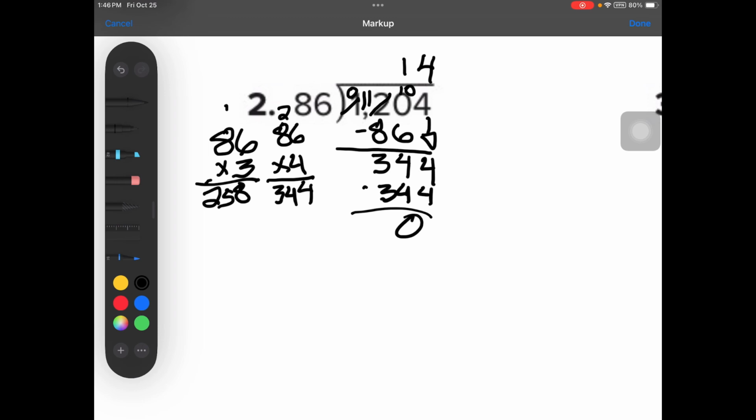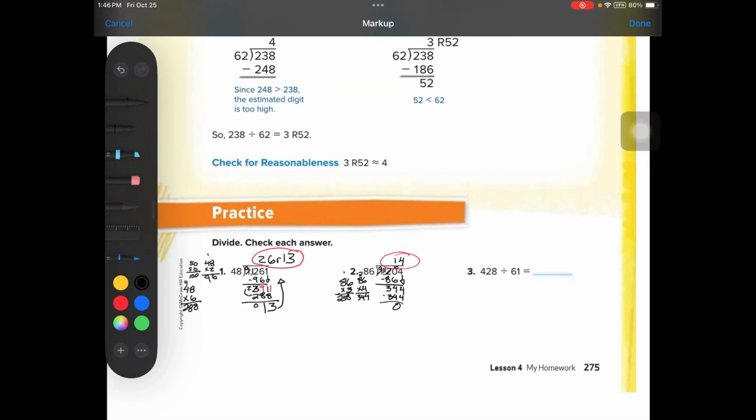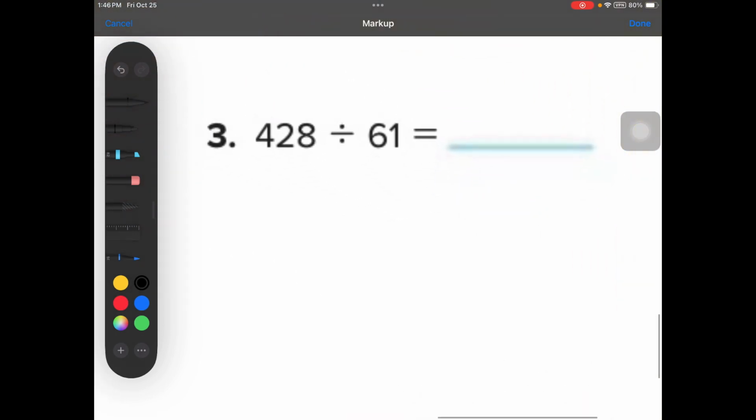344 works out to be a beautiful 0. Please circle your answer so I can find it easily. Thank you so much. There's number 2. Number 3. They have not wrote this, so it's easy for us to figure out. Let's work on it together.